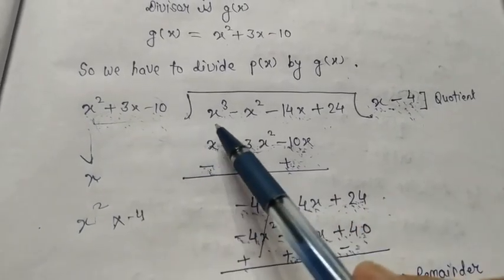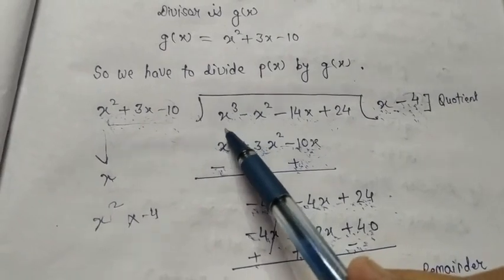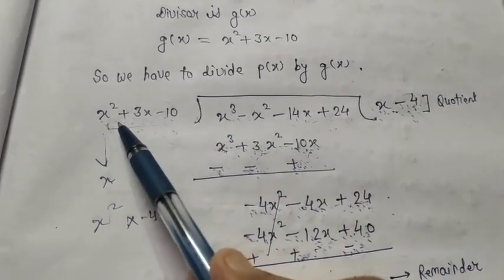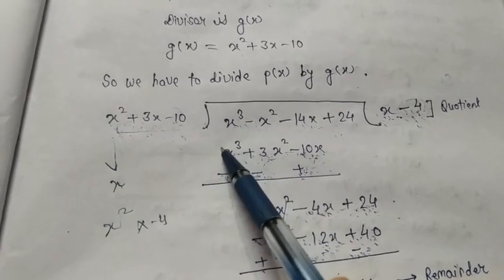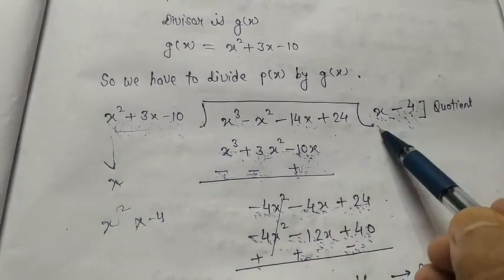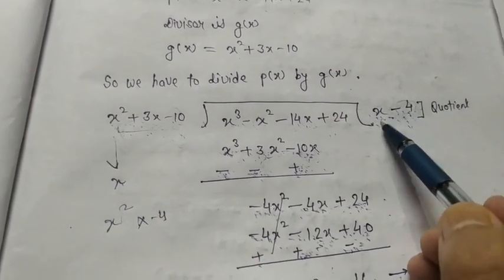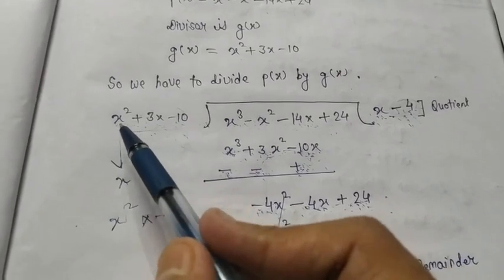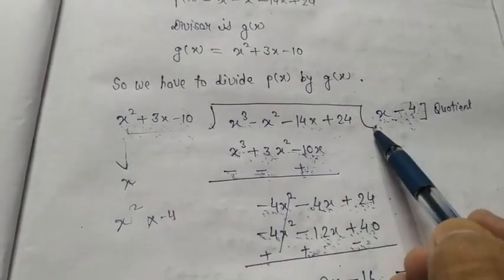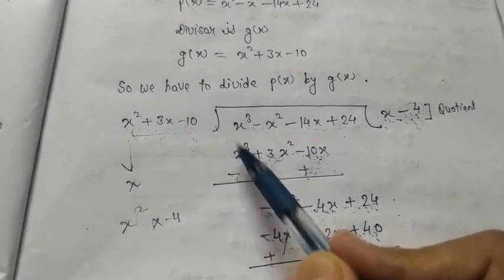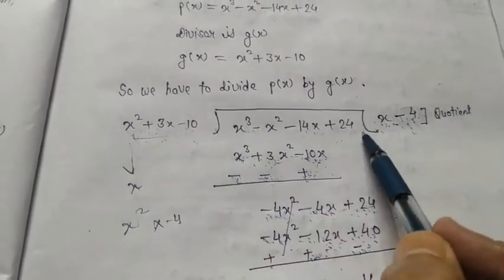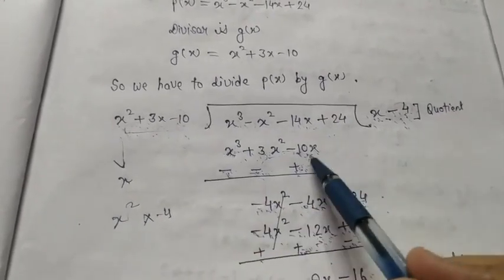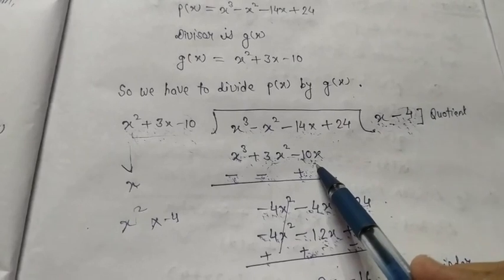So what we will do, we will see the first term, that is x cube, and here is x square. But we want x cube. So what should be multiplied to x square to get x cube? I think x, so I have written x here. Now the next step is that this x will be multiplied with the whole divisor, one by one. When x square is multiplied by x, we get x cube. After that, when plus 3x is multiplied by x, we get plus 3x square. After that, when minus 10 is multiplied by x, we get minus 10x.